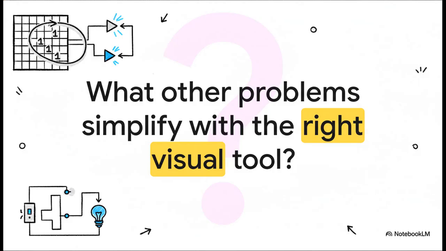What this all really shows is that sometimes the most powerful solution to a tough problem isn't about doing more complicated math. It's about finding a totally new visual way to see the problem. It kind of makes you wonder, right? What other beasts out there could become beauties if we just had the right kind of map to guide us?